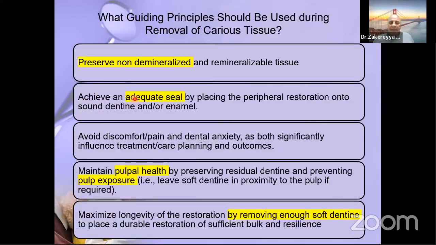All right. So here, what do we do then? How do we do the caries removal? Preserve non-demineralized and remineralizable tissue. Achieve adequate seal. Avoid discomfort, pain, and dental anxiety, as both significantly influence treatment care planning and outcomes, and maintain pulpal health by preserving residual dentine and maximize longevity of the restoration by removing enough soft dentine to place a durable restoration of sufficient bulk and resilience.